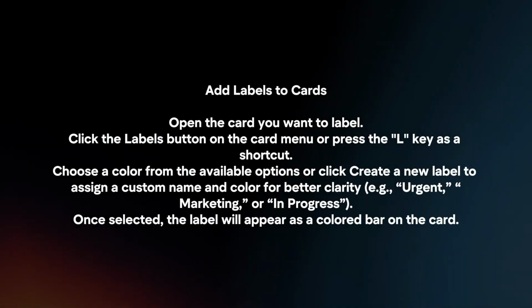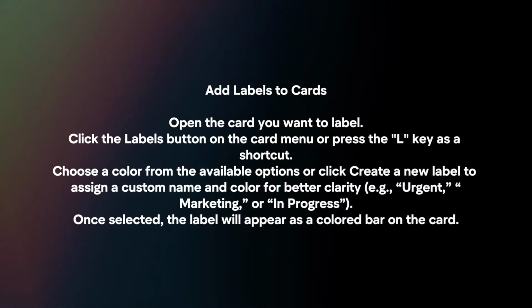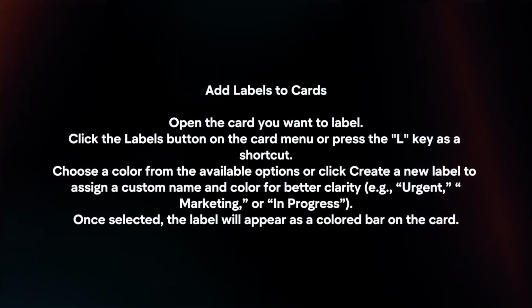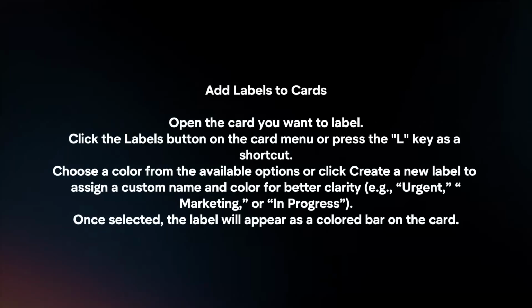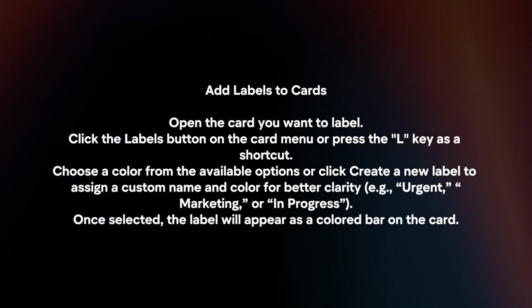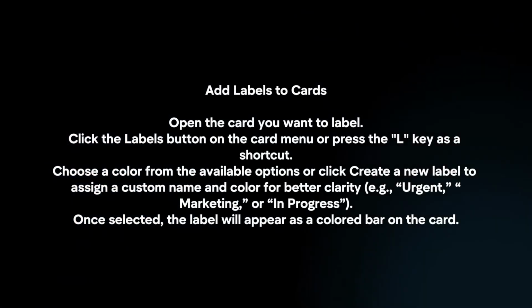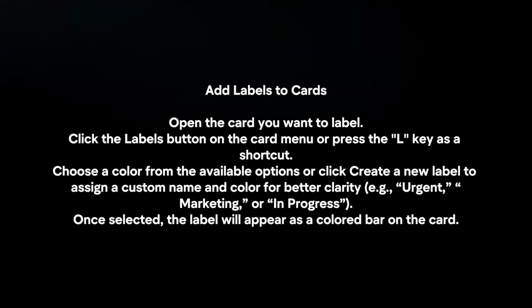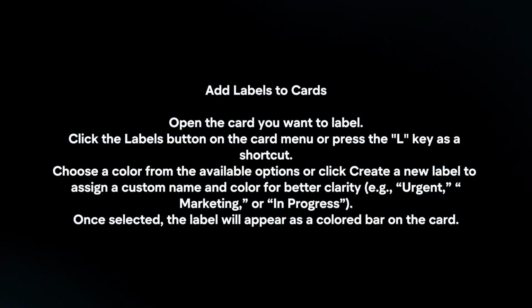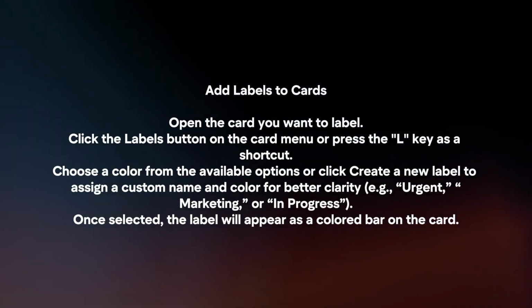Add labels to cards. Open the card you want to label. Click the Labels button on the card menu or press the L key as a shortcut. Choose a color from the available options or click Create a new label to assign a custom name and color for better clarity. Once selected, the label will appear as a colored bar on the card.